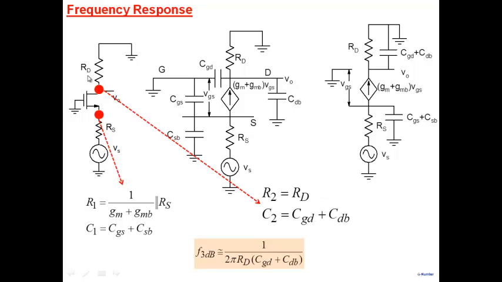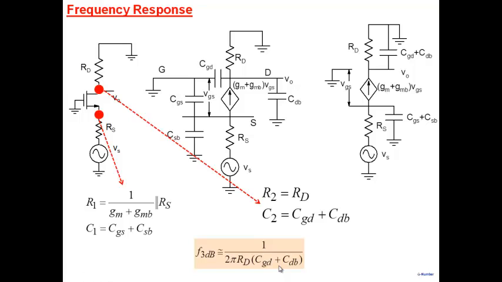RD, on the other hand, is going to be 80K or 100K or something of that sort. And this is simply equal to 7K or so. 1 by GM plus GMB is around 7K. And if your RS is small, then it's even lower. Which tells us that this input time constant is very small. It's much smaller than this output time constant. And therefore, your 3 dB frequency can be approximated by only the output time constant, which is 1 by 2 pi RD CGD plus CDB.